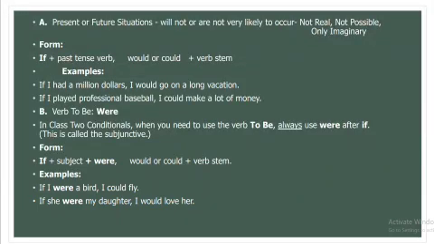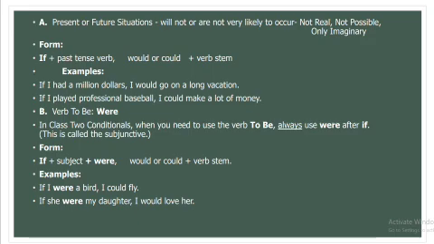These sentences are about present or future situations. Some situations and some activities that will not or are not very likely to occur. They are not real, they are not possible, they are only imaginary. Look at the form. Of course, I told you the form in the previous slide, but here it is repeated. If plus past tense, comma, plus would or could, plus verb stem. It means the basic form of the verb. Okay, look at the examples.